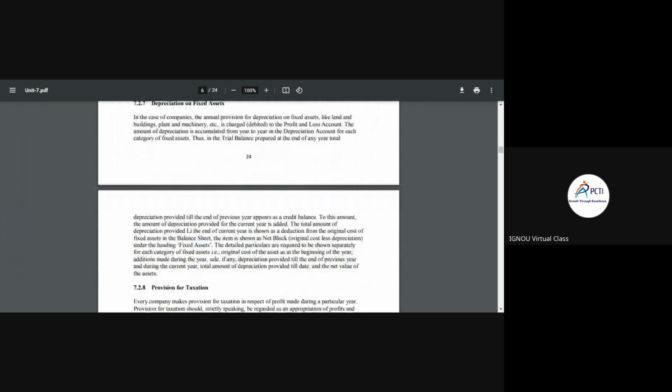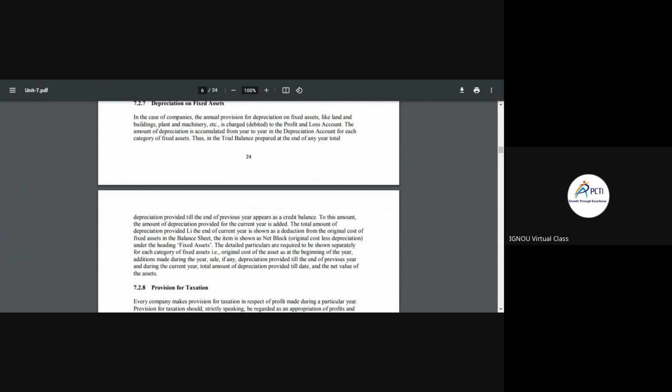Next heading will be the depreciation on fixed assets. Depreciation means that when we buy a particular fixed asset, each and everything will depreciate. Like if we purchase a car, it will be depreciated. If we buy furniture, that will be depreciated. Whatever fixed asset we have, like plant and machinery, each will be depreciated after a certain time period.